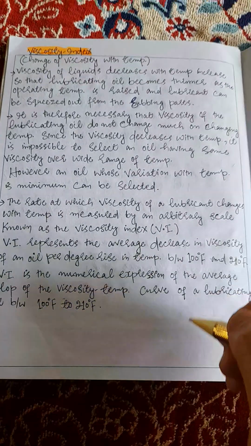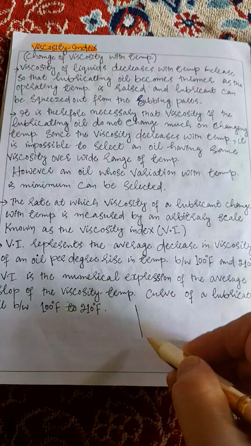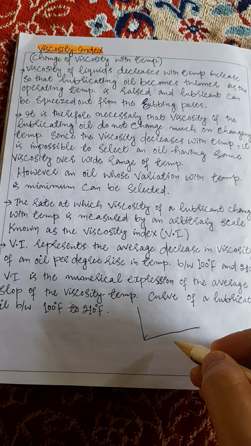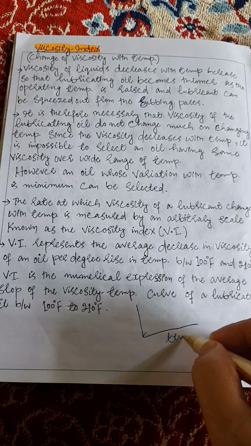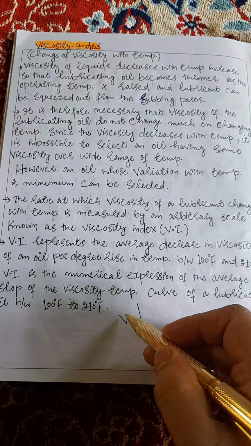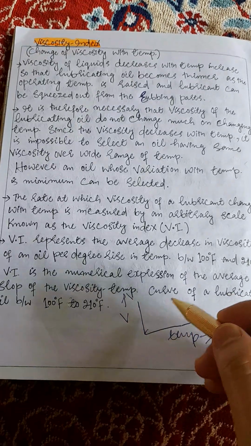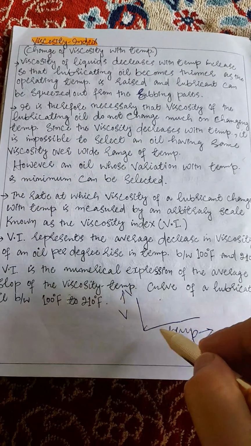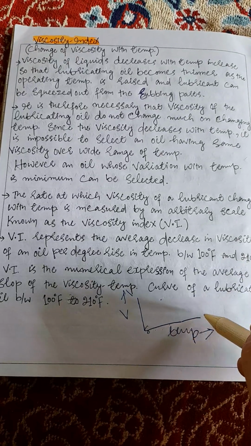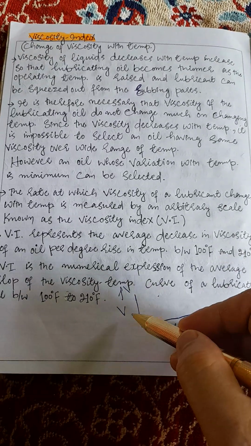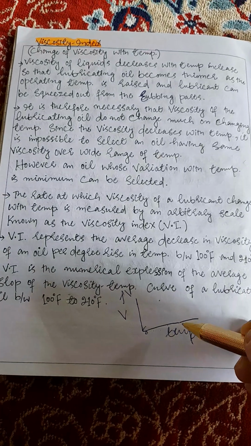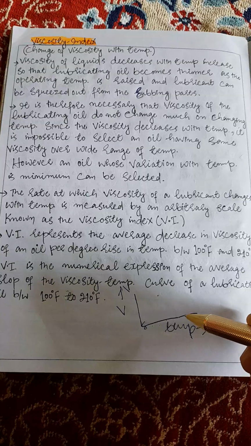So what I am saying, this is the x-axis here. If you plot the temperature, and here you see the viscosity of a lubricating oil, and the curve you will get over here if you change the temperature of a lubricating oil, whatever scale you use. So here you will see the change in viscosity, and the curve you will get over here will be called the viscosity index of a lubricating oil.